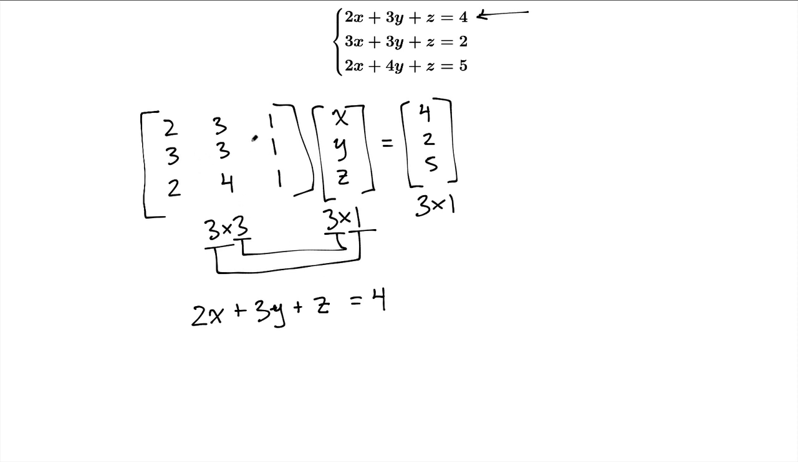Same thing, I take the second row times the first column. That will give me the second row and first column. 3 times x plus 3 times y plus 1 times z equals second row, first column, which is 2. That is the second equation. And of course, the third equation will work out that same way.